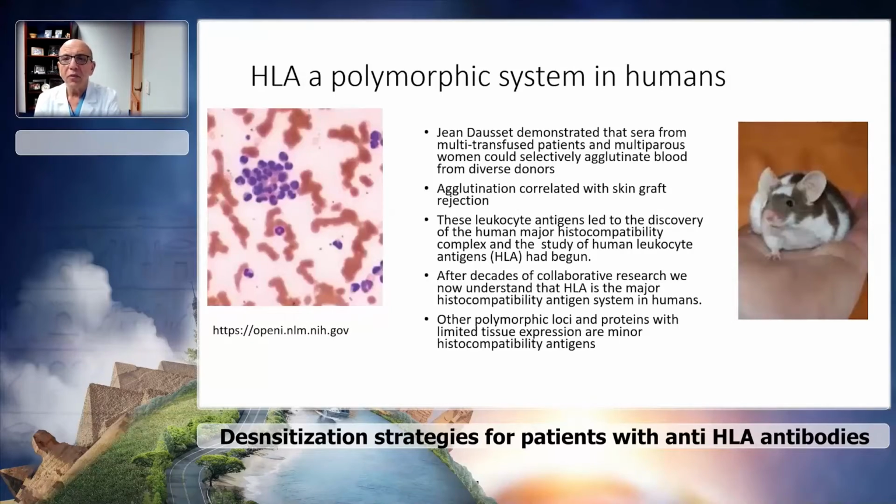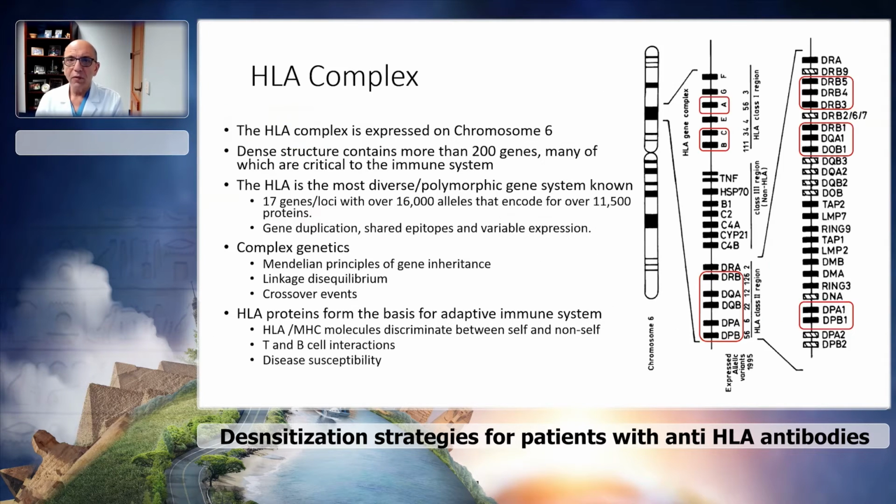The HLA system is a very pleomorphic system in humans. The discovery was made by Jean Dausset many years ago when he found that sera from multi-transfused patients and multiparous women could selectively agglutinate blood from diverse donors. This led to the discovery of the HLA complex, and it was noted that HLA sensitization, or the presence of agglutinating sera, was associated with skin graft rejection in mice transplant. So that has led into a lot of research into the area of HLA sensitization.